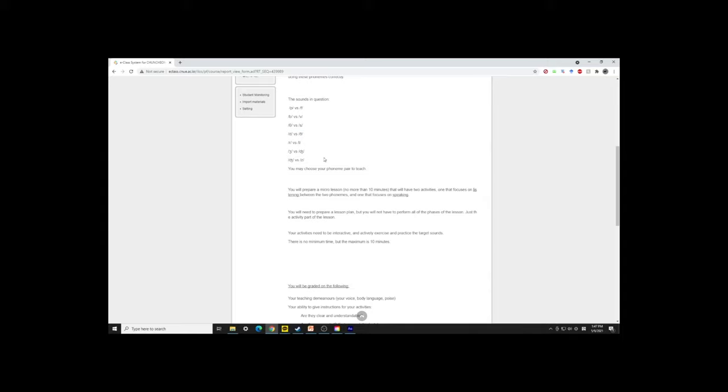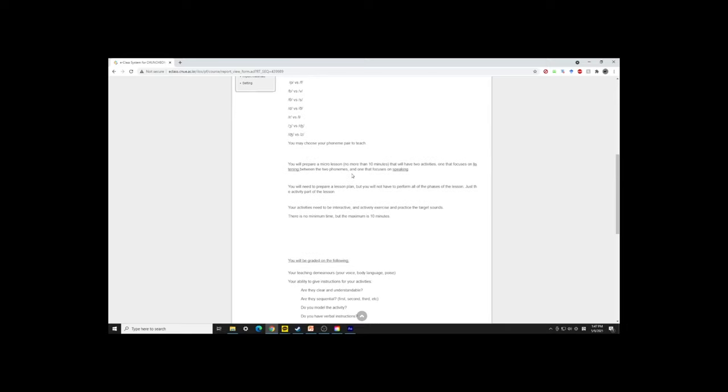There's seven choices. Choose one, and that's good. This is a micro lesson, no more than 10 minutes. That part's important, having two activities. This is not a complete lesson, just you'll need to choose what sound you want to do, and you will need to make a lesson plan. But you are not going to perform the lesson plan, just the activity part of the lesson.